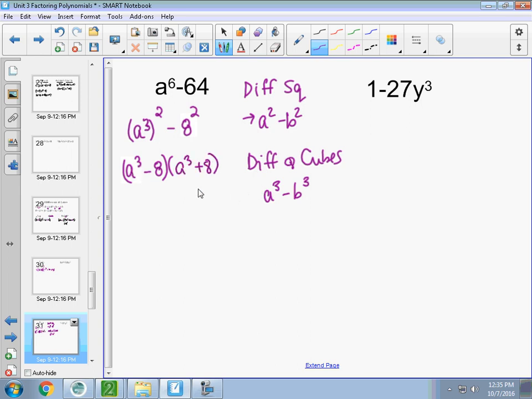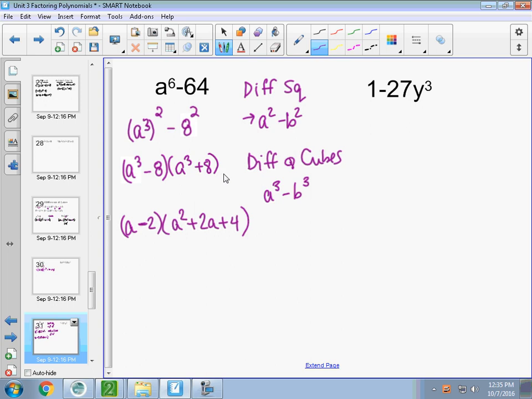Then that gives me a difference and sum of cubes. So for the difference of cubes, the root a to the 3rd comes from a, the root number 8 comes from 2. Then I would build the back. So that's going to be a squared, 2a, and 4. Same sign, opposite sign, always positive.